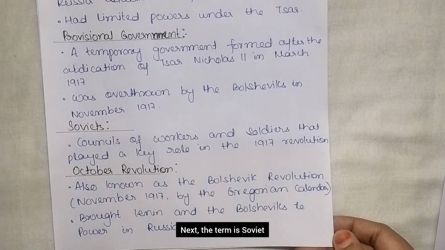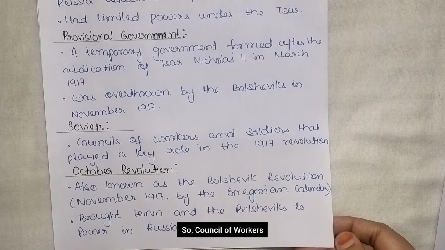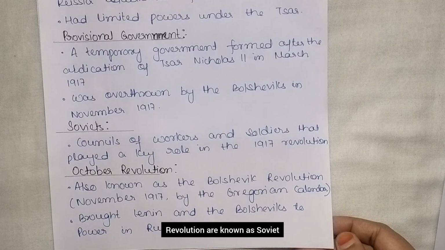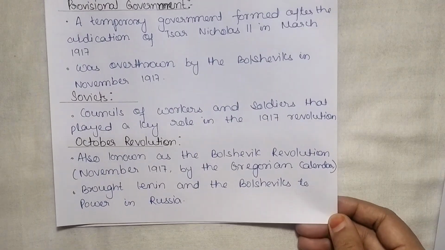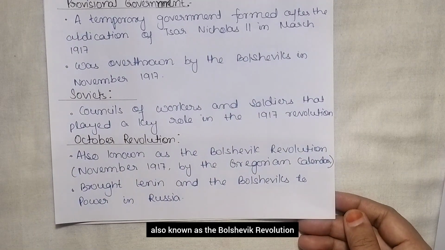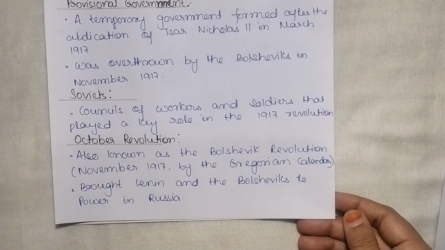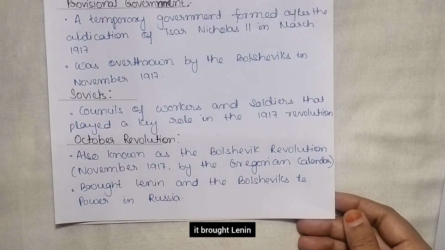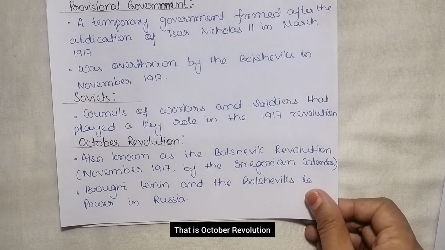Next, the term is Soviet. Council of Workers and Soldiers that played a key role in 1917 revolution are known as Soviet. October Revolution, also known as the Bolshevik Revolution, November 1917 by the Gregorian calendar. It brought Lenin and the Bolshevik to power in Russia. That is October Revolution.